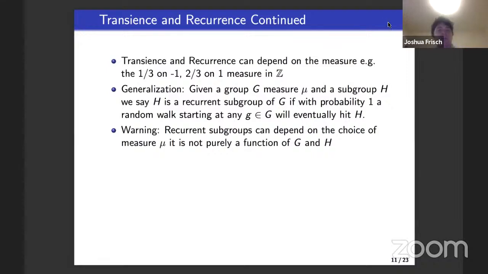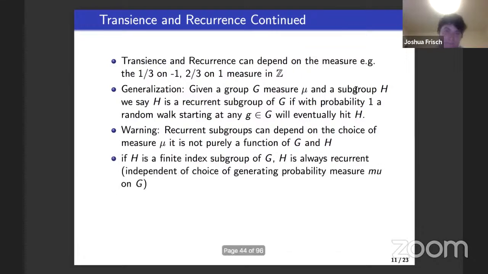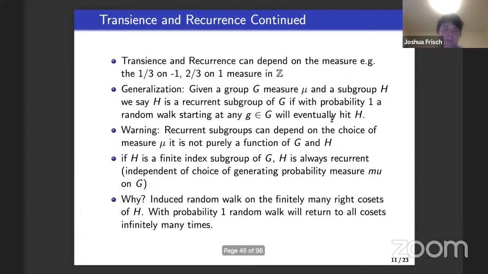And you can think about this example and see how you might use the one I just showed to prove this. But there are some cases where it really doesn't depend on the measure. If H is a finite index subgroup of G, H is always going to be recurrent, right? For any measure which generates G, again, we're going to assume non-degeneracy of the measure. Why? Well, I'm going to leave it as an exercise, but there's only finitely many cosets. You'll be walking along the cosets. And because there's only finitely many, it's really unlikely you're not going to hit all of them eventually, or all of them infinitely often.